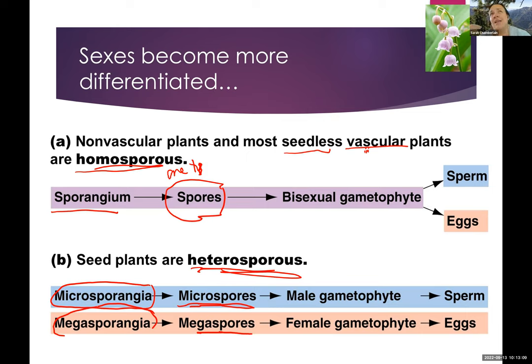The sporangia are not necessarily themselves big or small. The mega and micro refer to the spore. So a microsporangium might be relatively large, but what it's producing are microspores, okay? Whereas a megasporangium might be relatively small, but what it's producing are megaspores, okay? So in the case of our selaginella, those two sporangia themselves were about the same size, right? What was different about them was the types of spores that were inside, whether the spores were large or small, not so much the sporangia themselves.